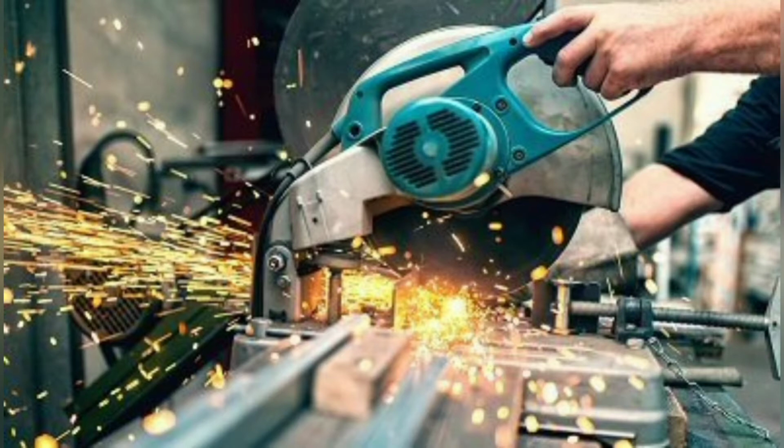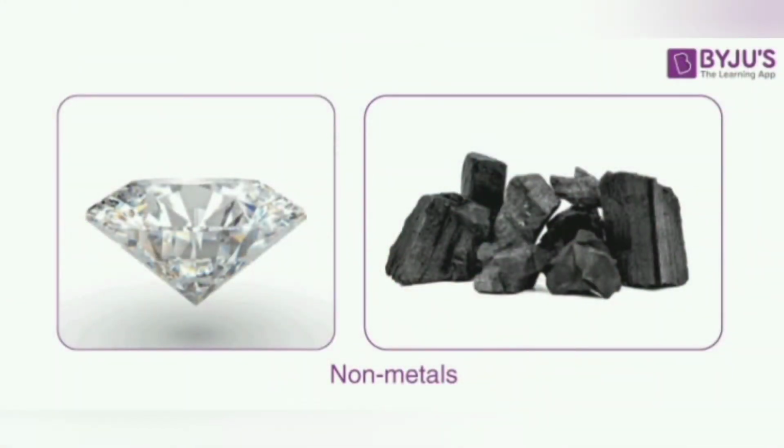Non-metals have much higher electronegativities than metals, and among the non-metals, fluorine is the most electronegative, followed by oxygen, nitrogen, and chlorine. The larger the difference in electronegativity between two atoms, the more polar the bond between them.